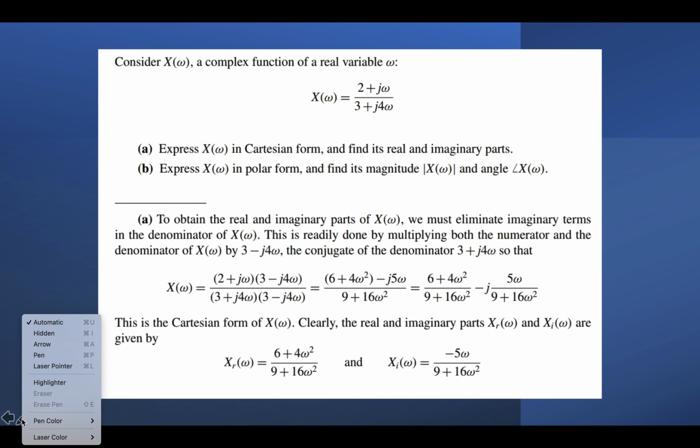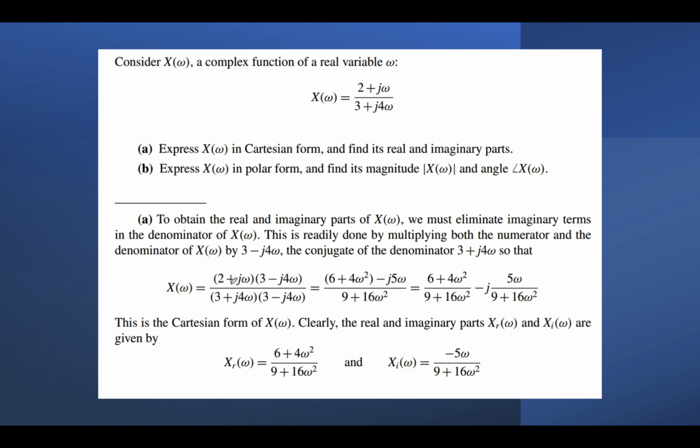So that's done right here, multiplication by the complex conjugate. You notice that then gives you a real only denominator. And then in the numerator, you want to group such that you have a real part and an imaginary part. And then once you have that, you separate it into its two components, the real component and the imaginary component. So this is in Cartesian form, and the real and imaginary parts are each functions of omega.